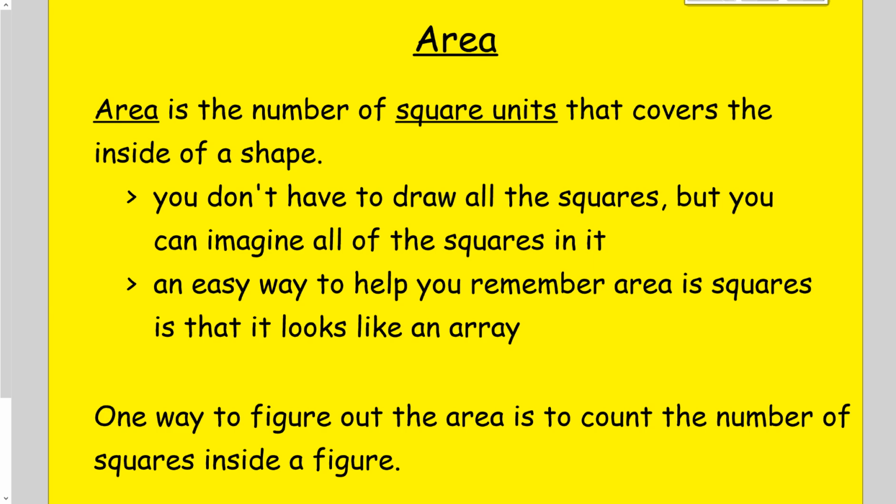So let's take a closer look at what area is. Area is the number of square units that covers the inside of a shape. Now, as we start to learn area, you won't always have to draw all the squares, but you can imagine all of the squares. An easy way to help you remember area is squares is that it looks just like an array, which is a setup of squares. Now the way that we're going to look at today for figuring out area is to count the number of squares inside a figure. Let's take a look at a few examples.